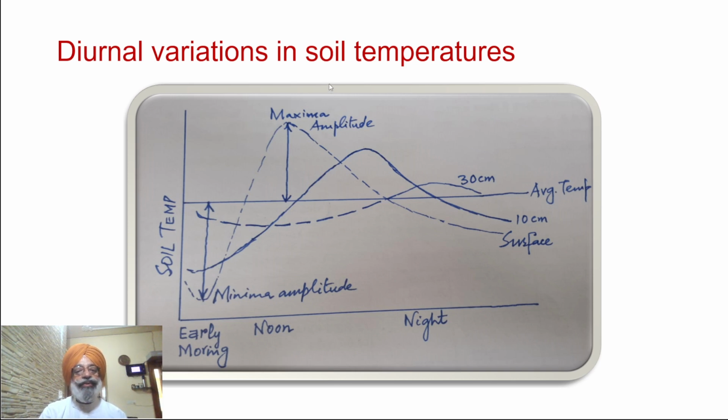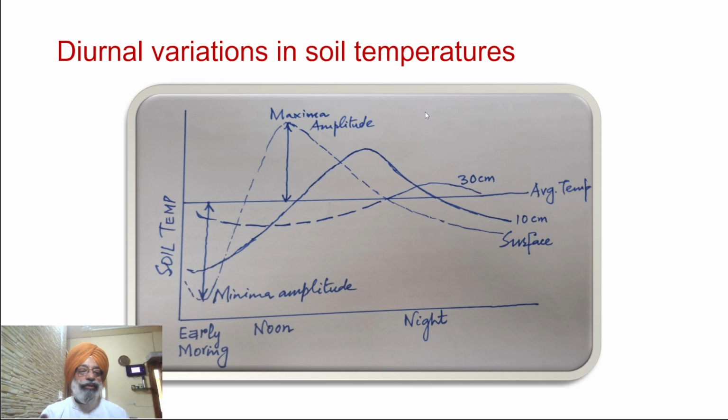So the maxima amplitude is reached at the surface earlier than at the subsurface layers. See over here, this is the maxima amplitude, but at 10 centimeter the maxima amplitude, or peak soil temperature, is delayed by some hours, and similarly as you go to 30 centimeter depth, the delay is there. So number one. Number two, the increase in temperature at the soil surface as well as the rate of decrease of temperature are higher at the surface, say 5 centimeter, as compared to subsurface layers, maybe 10 centimeter, maybe 30 centimeters. This is how things go.